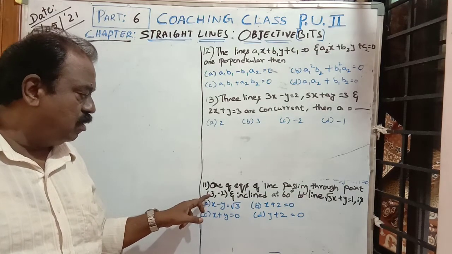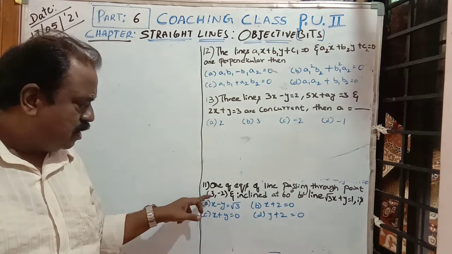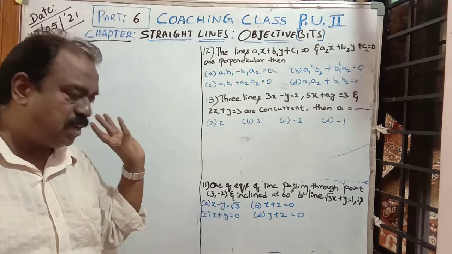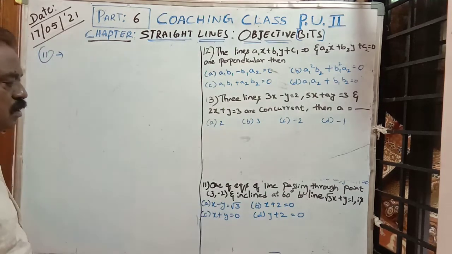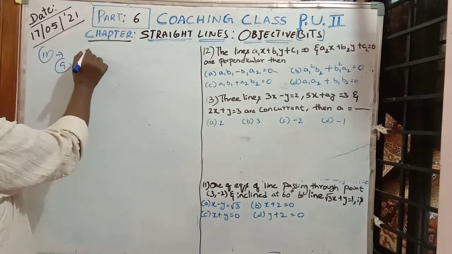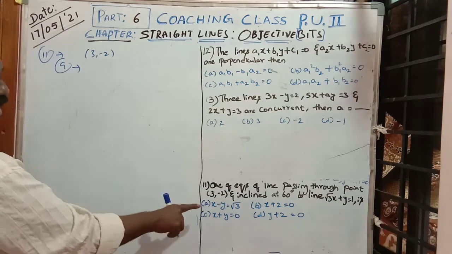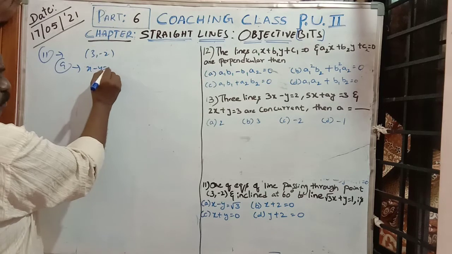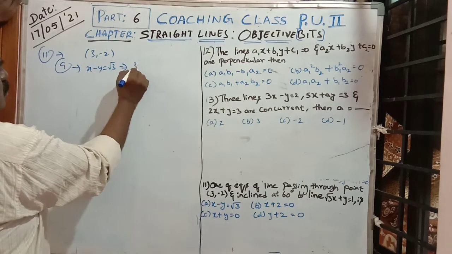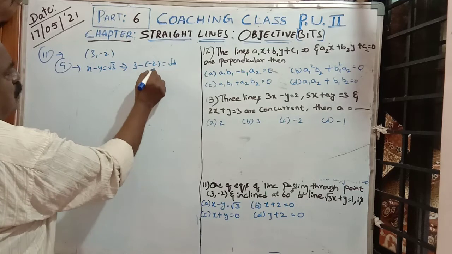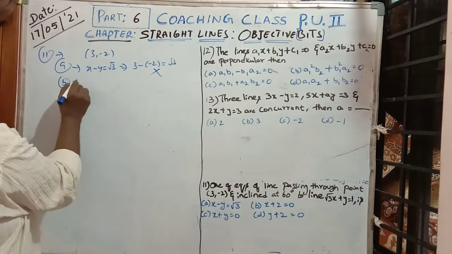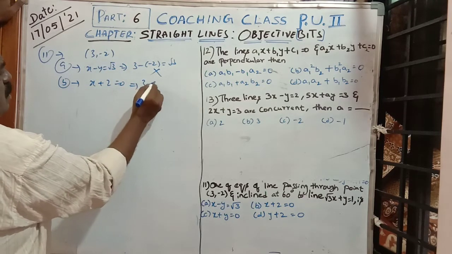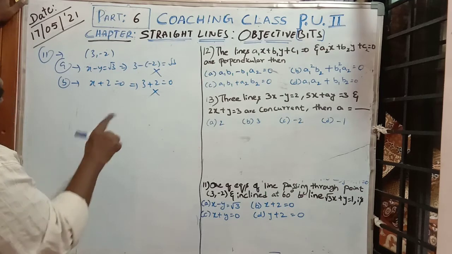You see, easily we can check, because 3 minus of minus 2 is 3 plus 2, 5. 5 is not equal to root 3. Okay, now, (3, -2) should satisfy the equation. It is x minus y is given. X minus y is equal to root 3. That implies 3 minus of minus 2 is root 3. So this is wrong. A is wrong. B, it is x plus 2 is equal to 0. What is x? 3 plus 2 is equal to 0 is also wrong. 3 plus 2 is 5.